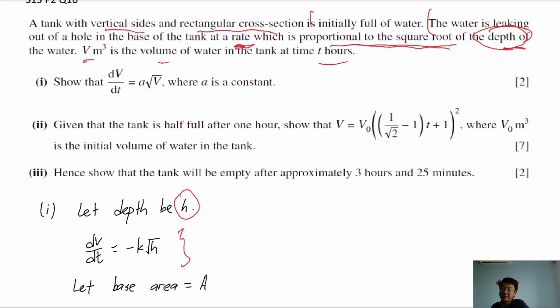For dV/dt, it means the rate of change of the volume. And in this case, because the water is leaking, the volume should be decreasing, so we have to put a negative for that one. So this is what we get from the second sentence, but it is not really what we want to prove yet in the next part.